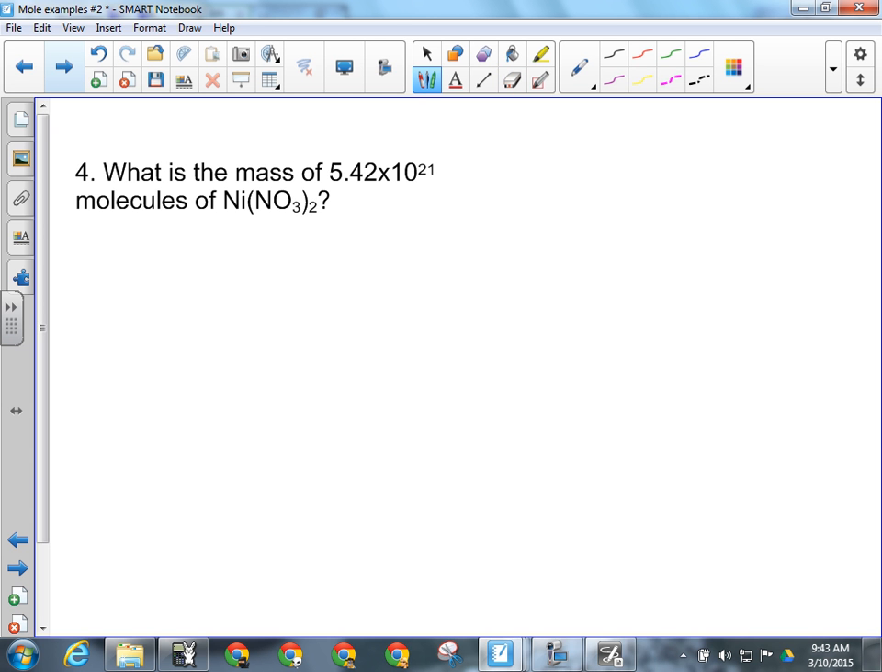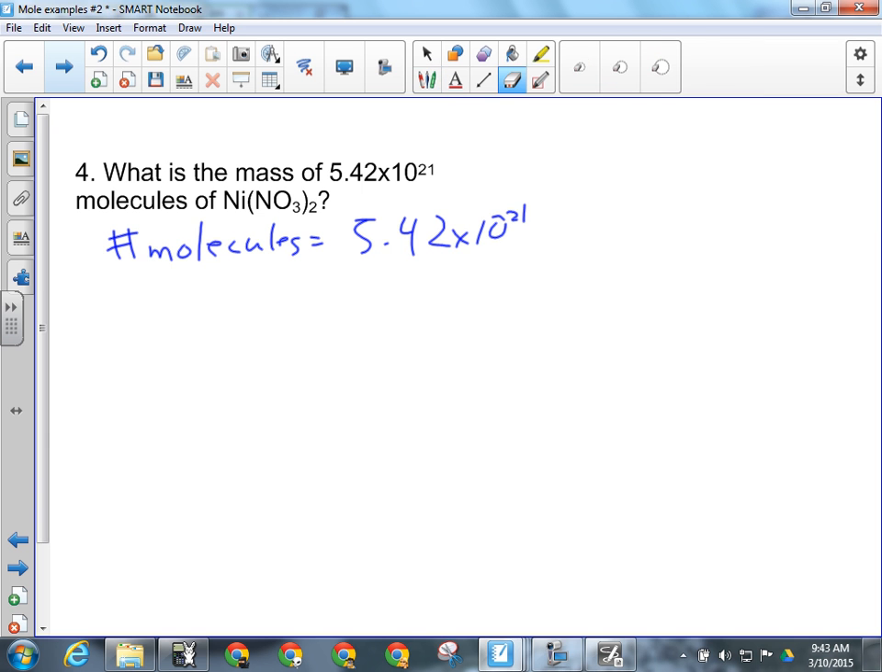So, things we're given. We're given the number of molecules, 5.42 times 10 to the 21. Do we have more or less than 1 mole? Less. And we are told what it is: nickel 2 nitrate.